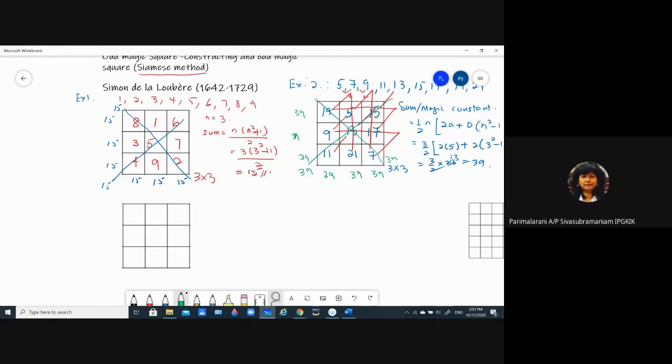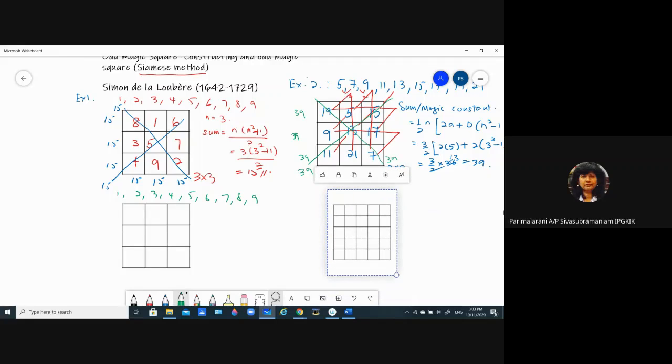Okay, let's do this one again. Numbers 1, 2, 3, 4, 5, 6, 7, 8, and 9. This is 3 by 3. 3 by 3, we have 9 numbers. 5 by 5, how many numbers do we have for a 5 by 5 square? 25. Yes, this is a 5 by 5 square. We have 25 numbers. Okay, so let's start.